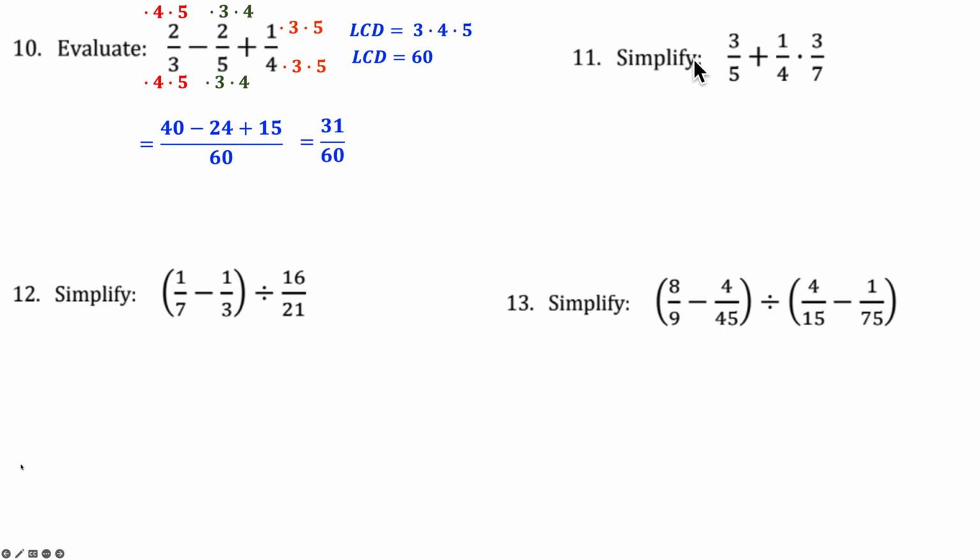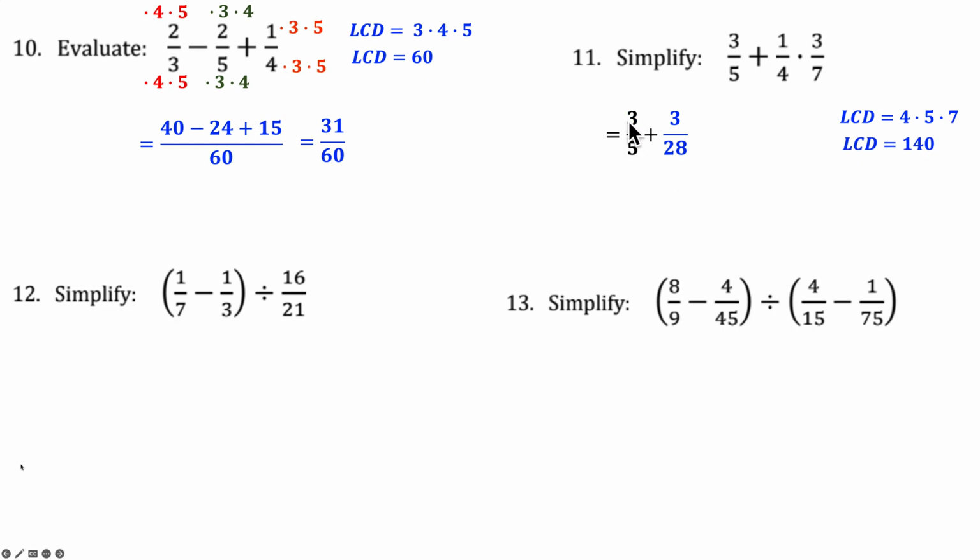11, be careful here. There's a multiplication. We have to simplify this part first. So 1 times 3 is 3, 4 times 7 is 28. There's my addition problem. So 5 does not go into 28, so crisscross. Now, you could break down the 28 in case you're looking to see if there's something common. It's not there. So 4 times 5 times 7 or 5 times 28, whichever you prefer is fine.